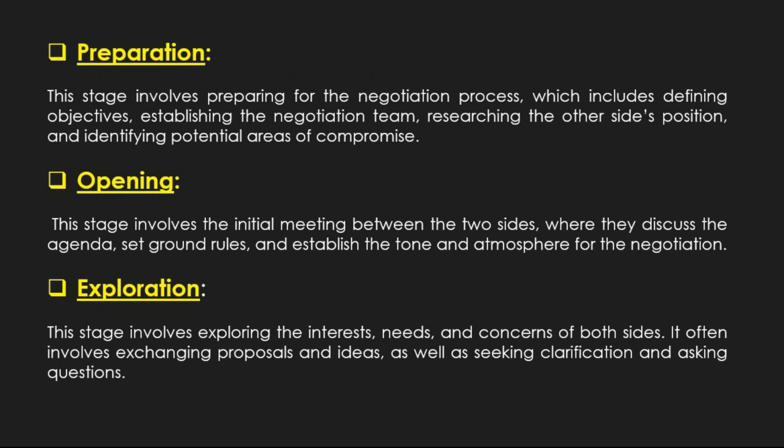Number 1. Preparation. This stage involves preparing for the negotiation process, which includes defining objectives, establishing the negotiation team, researching the other side's position, and identifying potential areas of compromise. Number 2. Opening. This stage involves the initial meeting between the two sides, where they discuss the agenda, set ground rules, and establish the tone and atmosphere for the negotiation.